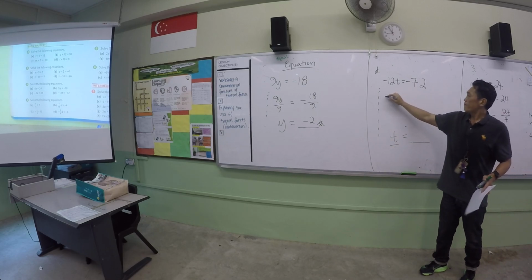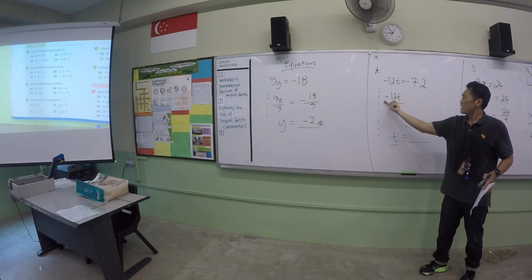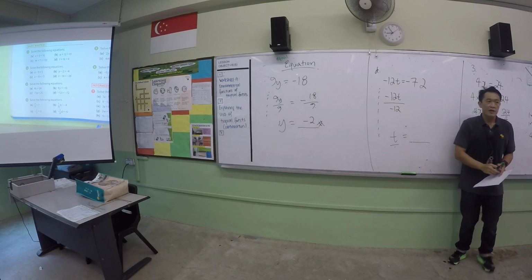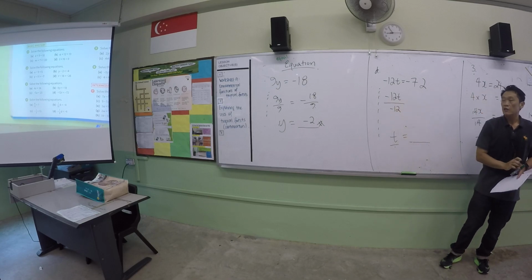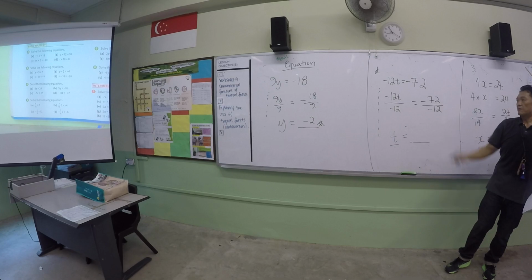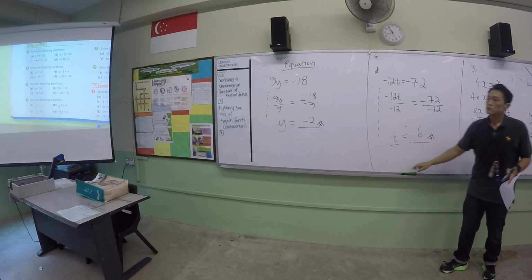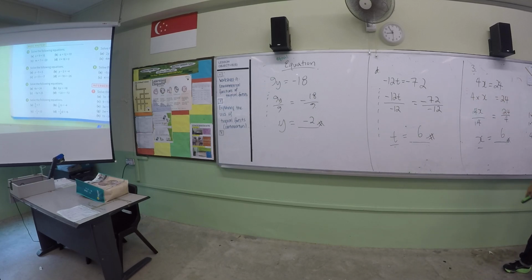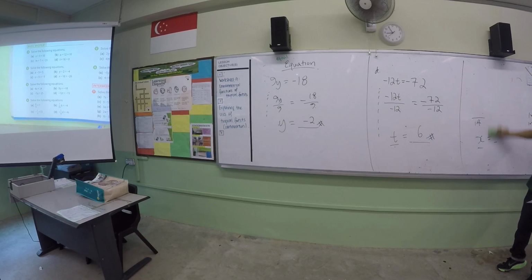So to get negative 12t to become t, I need to divide by whatever number that is here. So I must divide by minus 12. So that minus 12 divided by minus 12 becomes 1. Then I want only 1. And because I want to divide by minus 12, my minus 72 must divide by the same amount. Positive 6. Okay? That's why I tell you already. Equation, simplest topic, just plus, minus, multiplication and divide. And you get your answer.